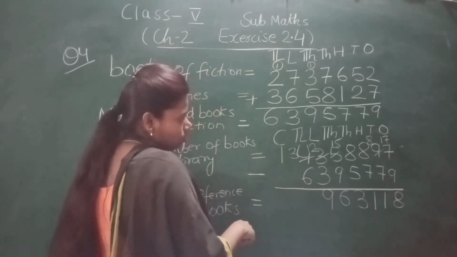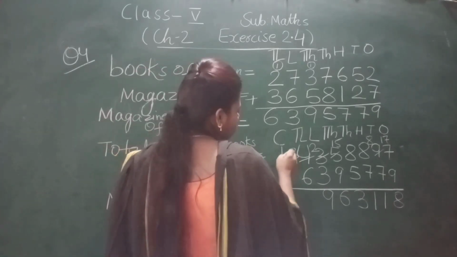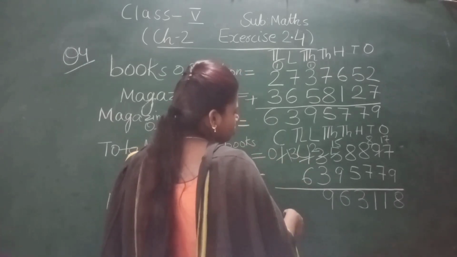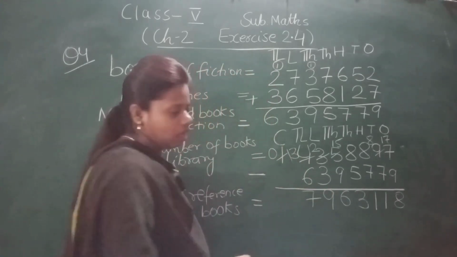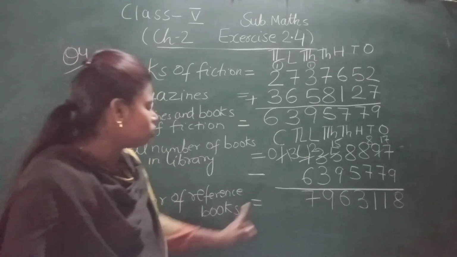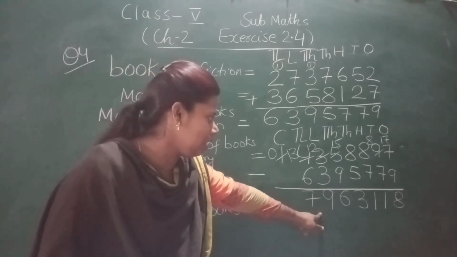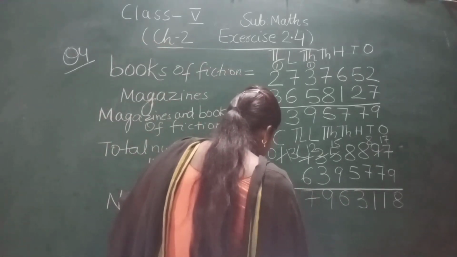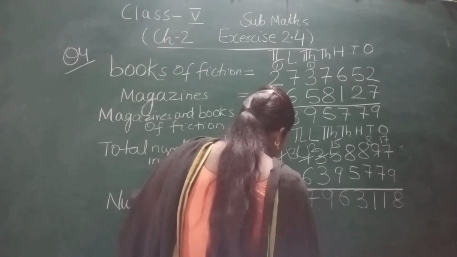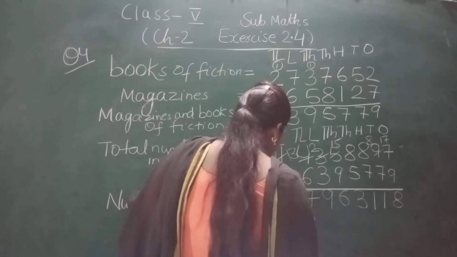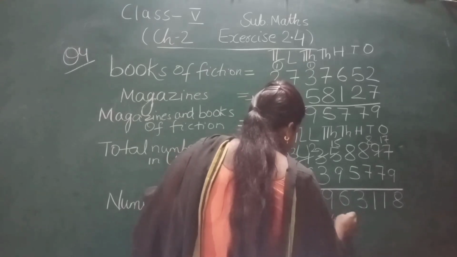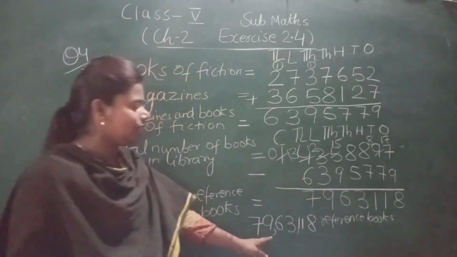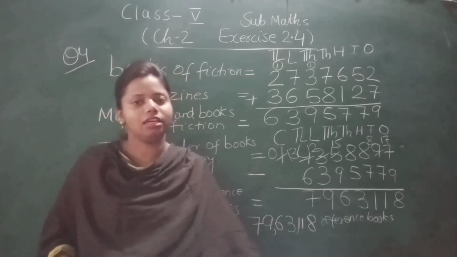Now from 3 we cannot subtract 6, so this 3 will take borrowing from this 1. 1 will become 0 and this 3 will become 13. 13 minus 6 is how much? 7. So the number of reference books is how much? 79 lakh 63,118. Let's write here and place the comma. 79 lakh 63,118 reference books.